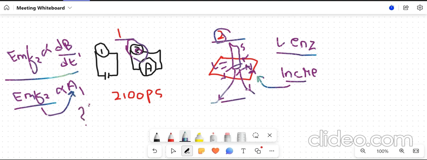It is very non-intuitive. Please see this. It is very non-intuitive because the change in magnetic flux, the change that is happening, is confined in area 1. Okay, it is confined in loop 1, confined within loop 1.